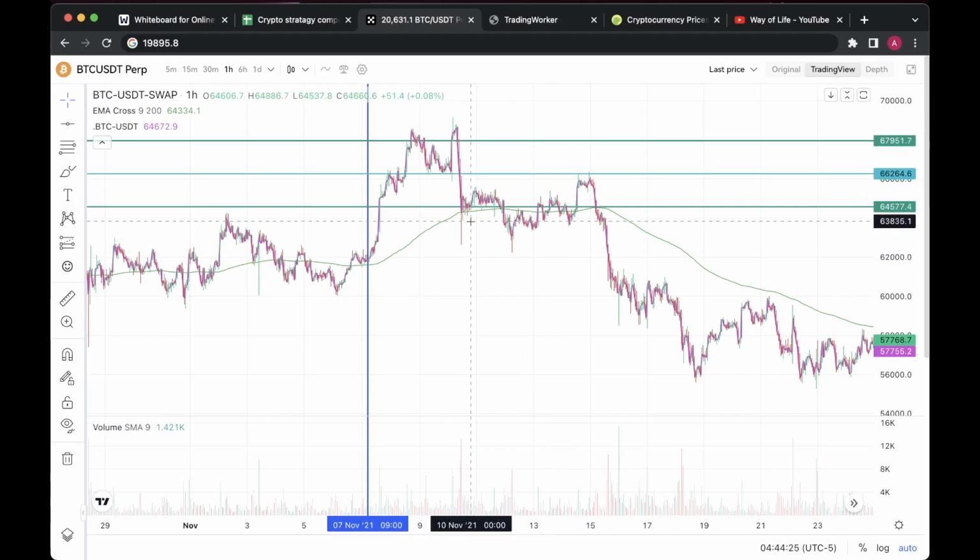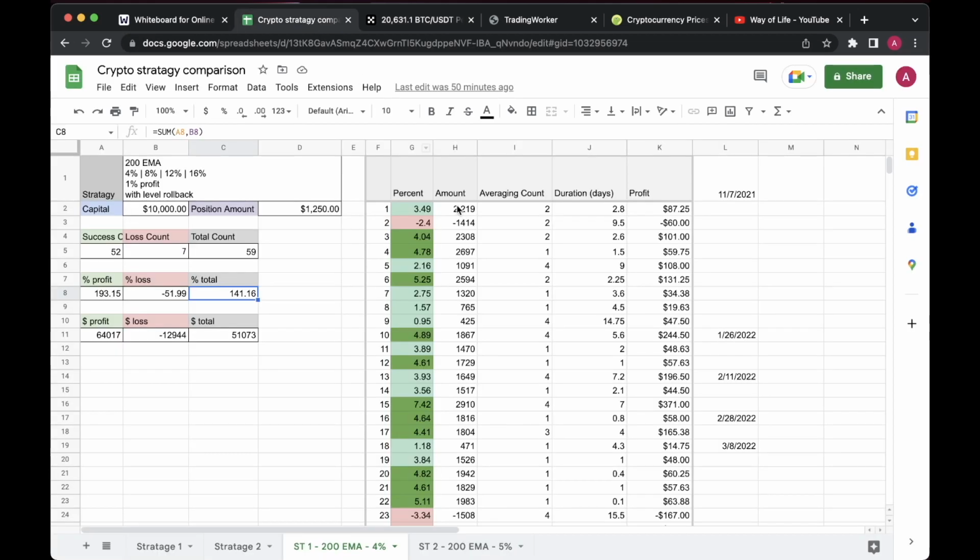I did the calculation, I checked the strategy based on 4%, then based on 5%. You can see on my screen that we have the 200 EMA, and 4, 8, 12 and 16% difference. These are the levels where I take action, so I buy or sell, then I take a profit at 1% on the other side of the EMA. In addition to that, I have a level rollback. I will show you the difference in a minute.